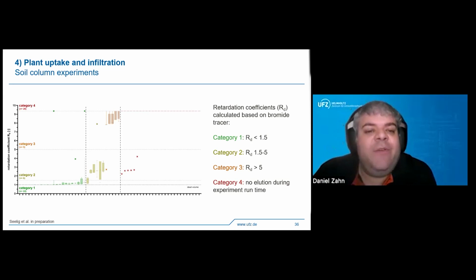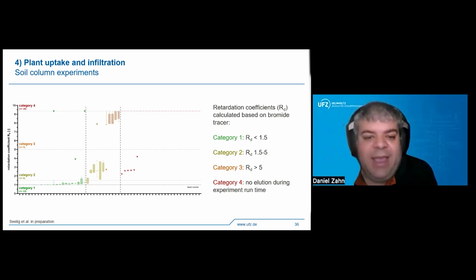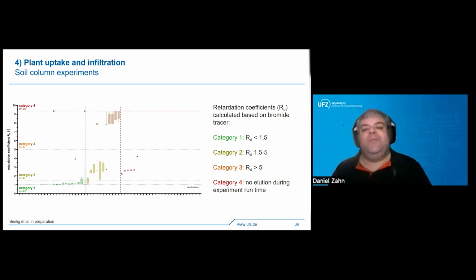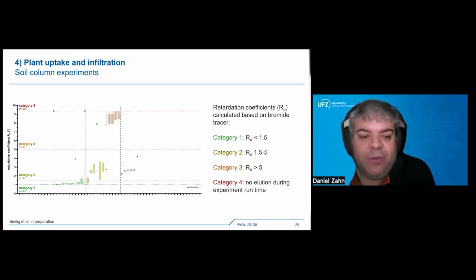What you can see here is we have more or less a split half and half. We have a small section in the middle of chemicals that leave the column but are somewhat retained. And then we have 2 majorities of chemicals: one that does not leave the column, either because they are strongly sorbed there or they undergo transformation, and one that leaves the column really quickly together with the bromide tracer.